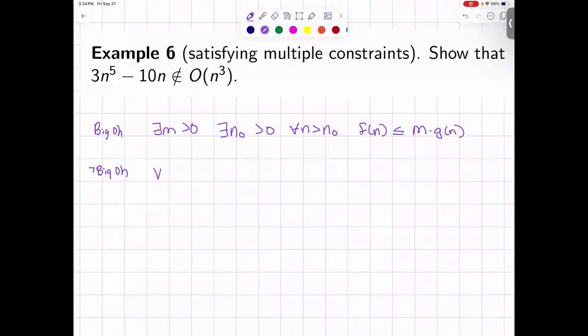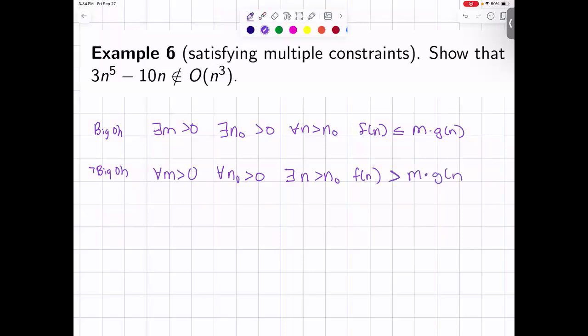So when we negate this, we're going to flip those quantifiers: for all, there exists. And then we have f of n is strictly greater than m times g of n.